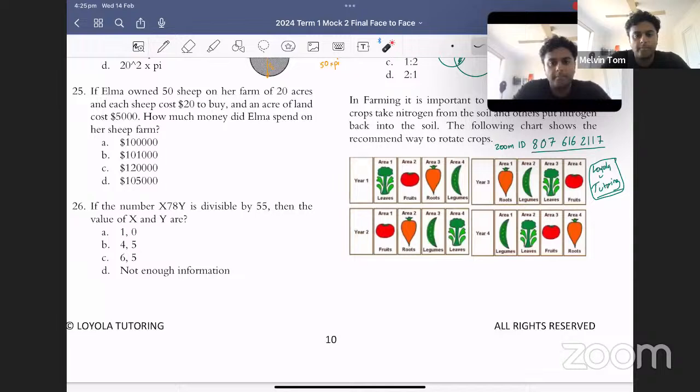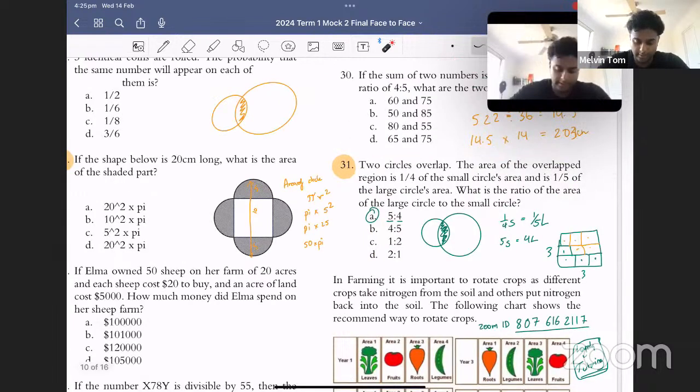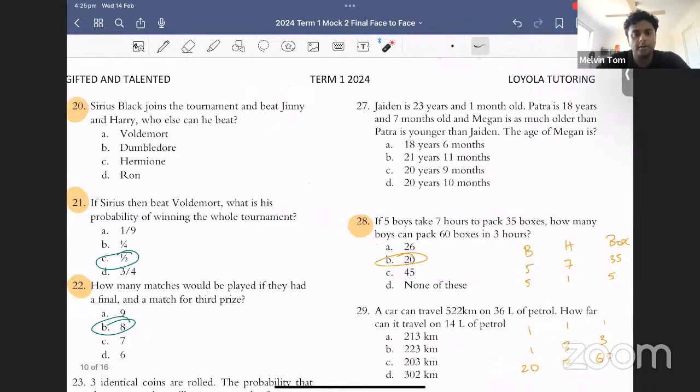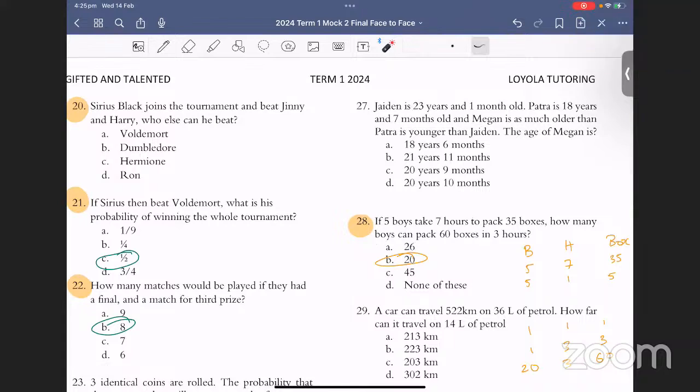All right. So Joel, question number 27 of quantitative reasoning. So let's go through that. Jaden is 23 years and 1 month old. Patra is 18 years and 7 months old. Megan is as much older than Patra as she is younger than Jaden. The age of Megan is what?